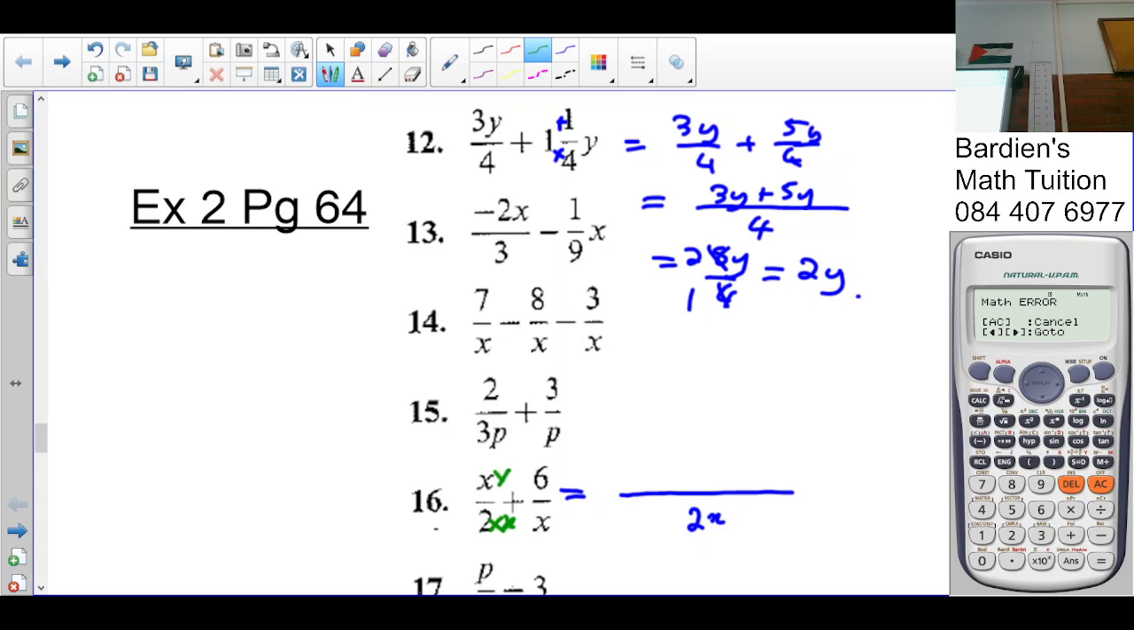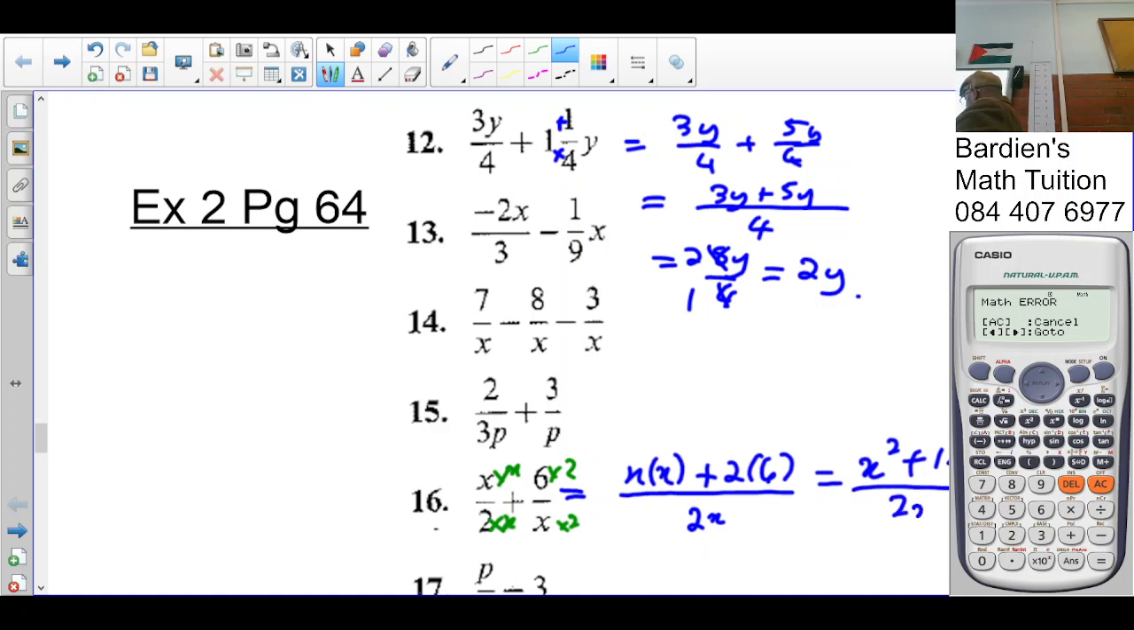X. X must multiply by what to get 2x? So x times x. How can x times x be 2x? X times x is x squared plus 12 over 2x. Number 18. Negative 5p over 6, correct. Number 20. 17 over 6x, it's correct.